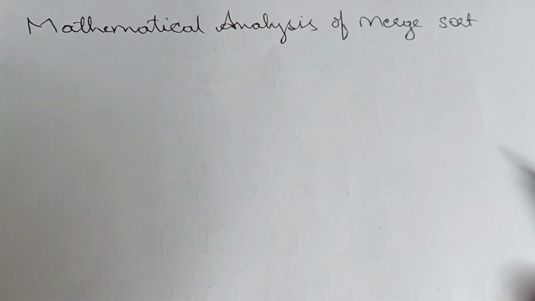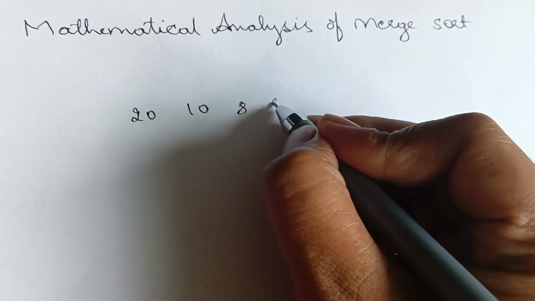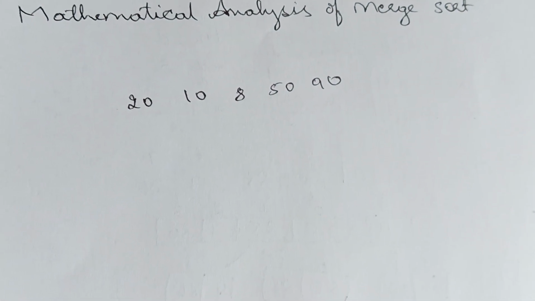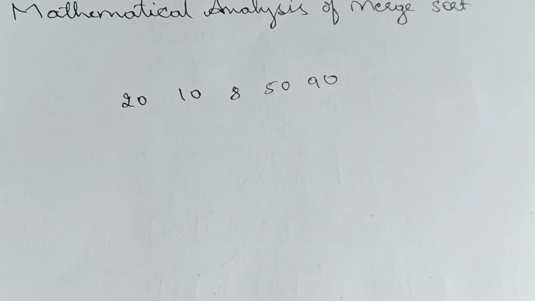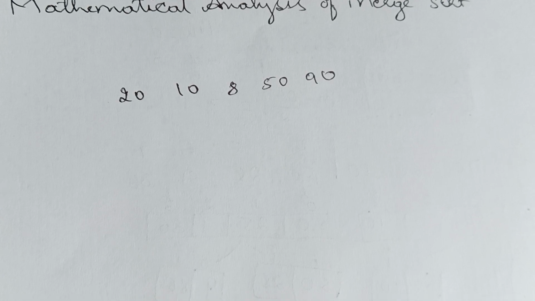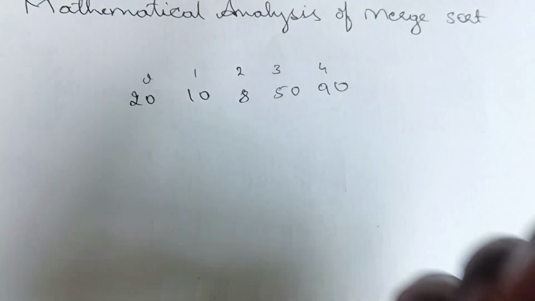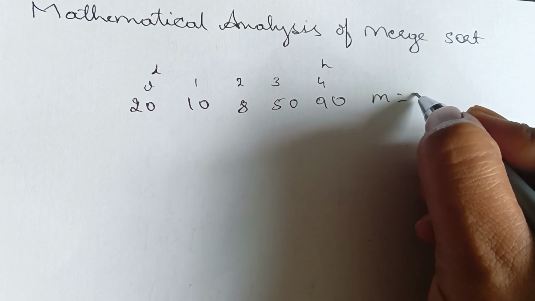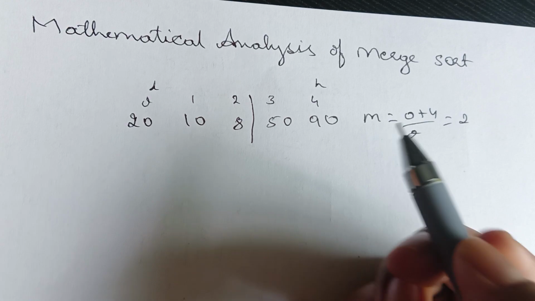As I said, we'll have an array. Let me take some array. This is one array, and then by calculating the mid value with respect to low and high, I have to divide the array into two equal parts. So according to this one, 0, 1, 2, 3 and 4, low is this one, high is this one. So mid is equal to (0 plus 4) divided by 2, that is equal to 2. So here it is going to divide.